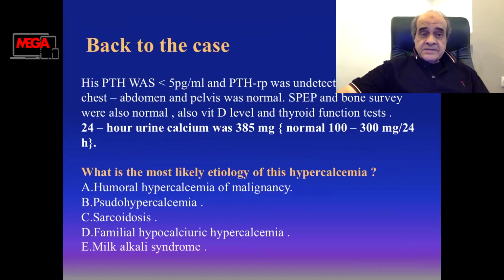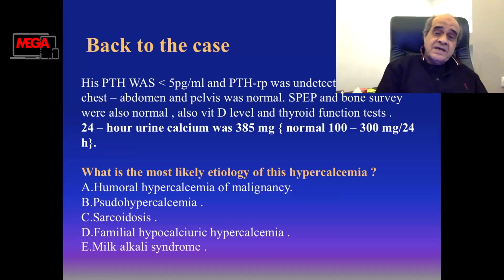I think in this patient, in all the investigations, parathyroid hormone was within normal level, and the parathyroid related protein was undetectable. The chest, abdomen, and pelvis were normal, bone survey normal, vitamin D level within limits, and the 24-hour urine calcium was 385, which is within normal. What is the most likely etiology of this hypercalcemia?